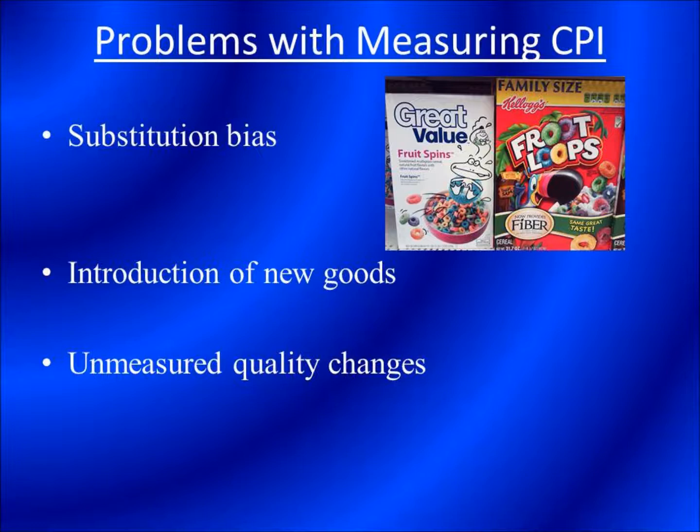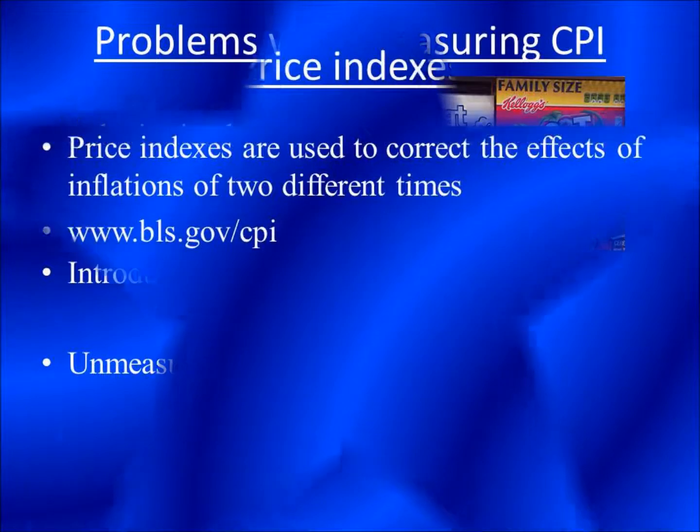Another problem is the introduction of new goods. The purchasing power of bought goods does not influence the production of new goods. The last problem is unmeasured quality changes. This means that the value of the dollar depends on the quality of the goods, even if the price of the goods does not change. The price and the value of the dollar are proportional. If one rises, the other rises, and when one falls, the other falls.